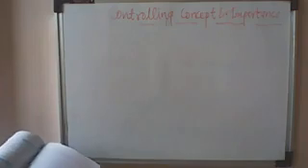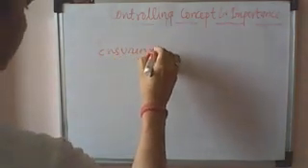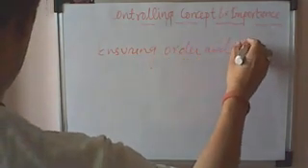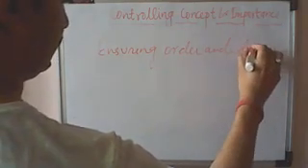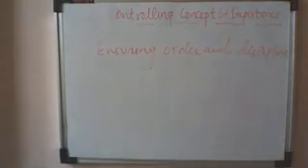So, ensuring order and discipline. An efficient control system creates an atmosphere of order and discipline in the organization. Controlling keeps a continuous check on employees to minimize undesirable activities.